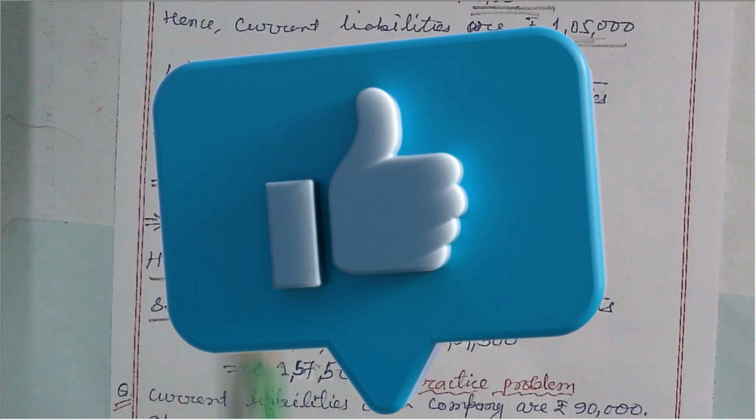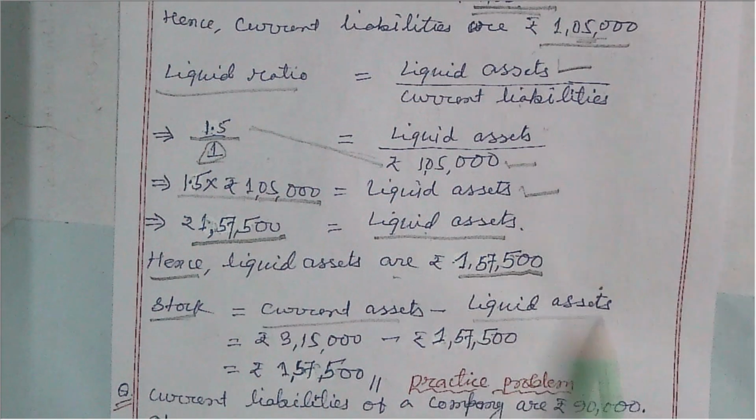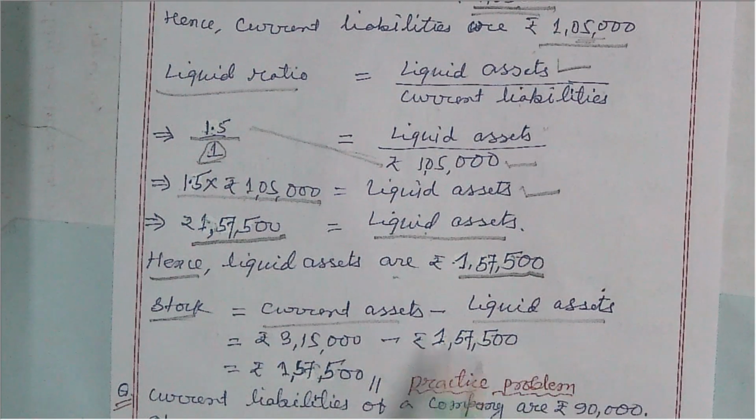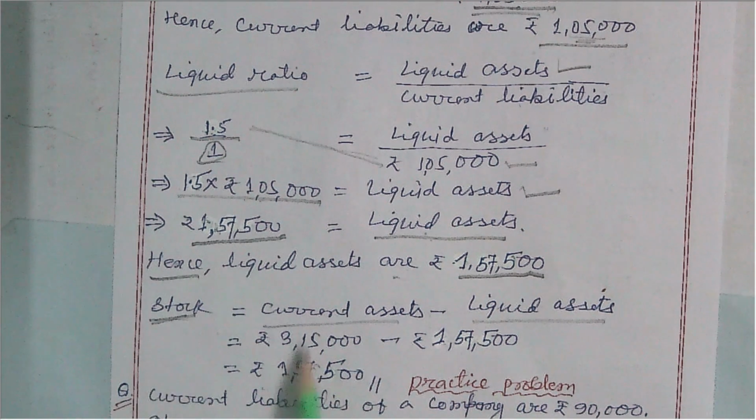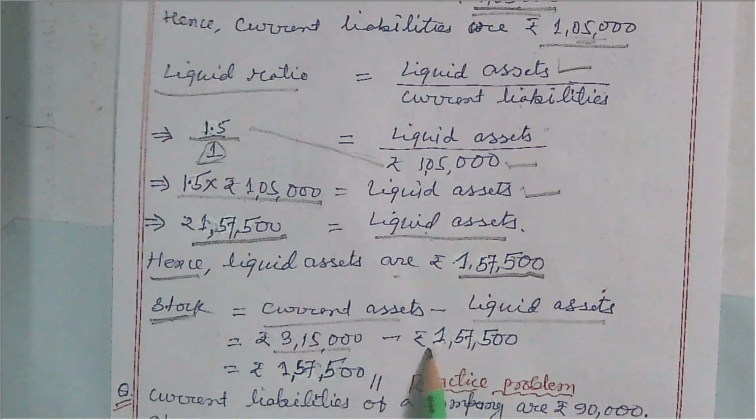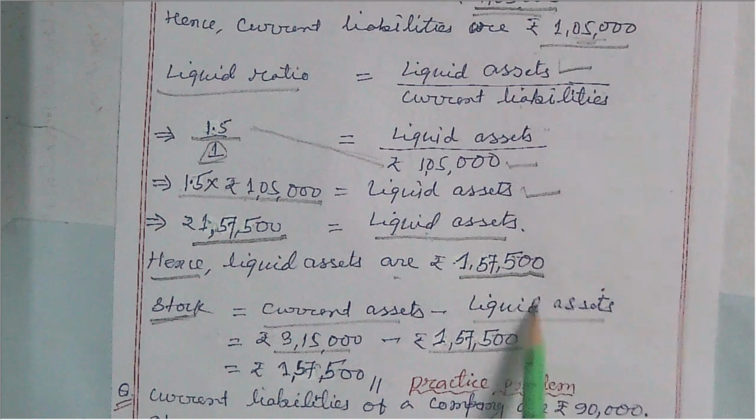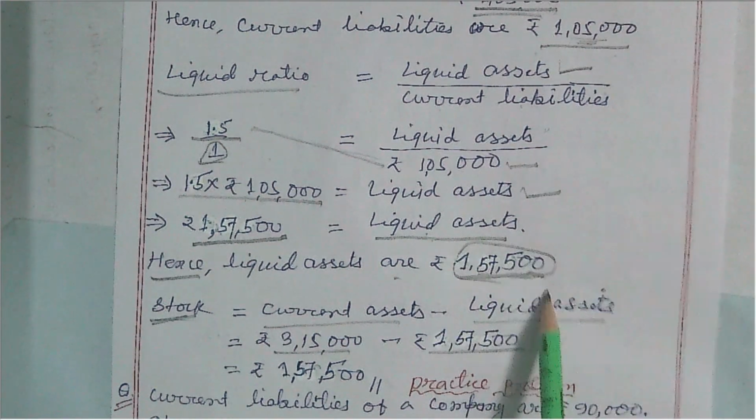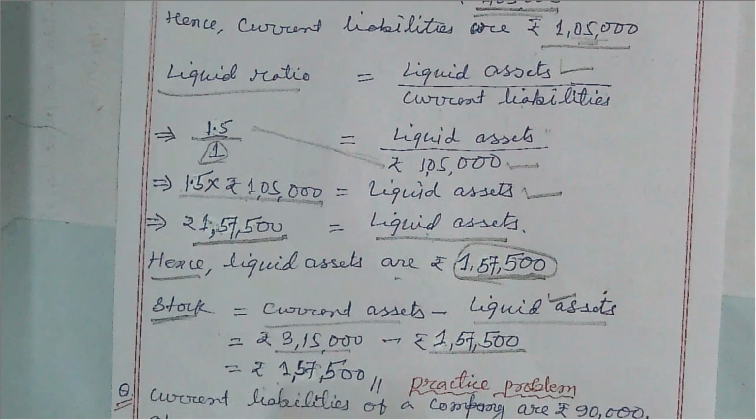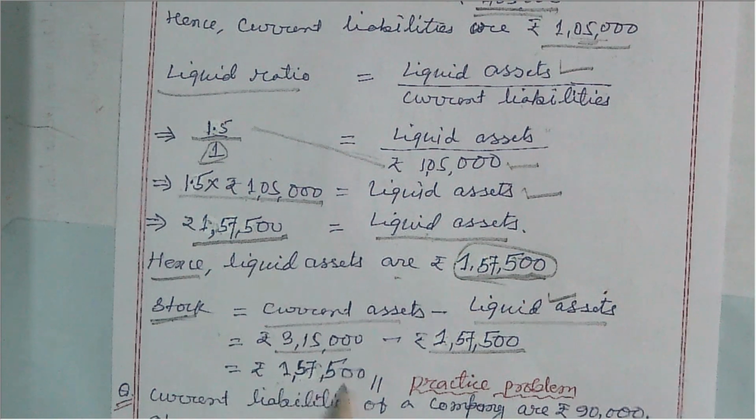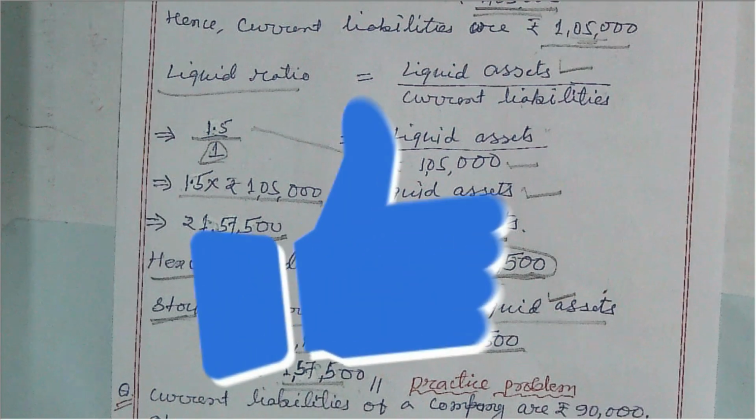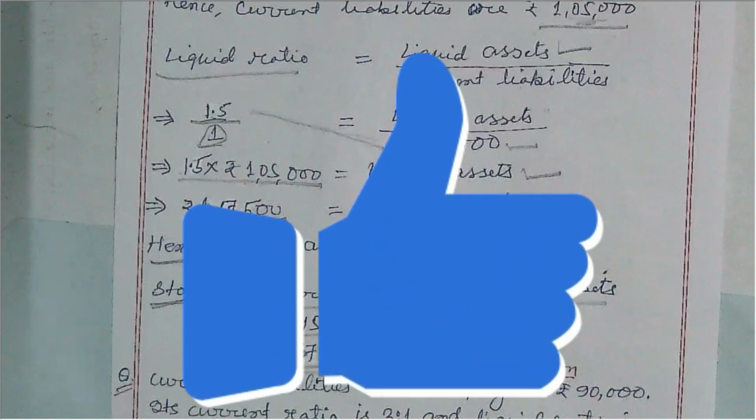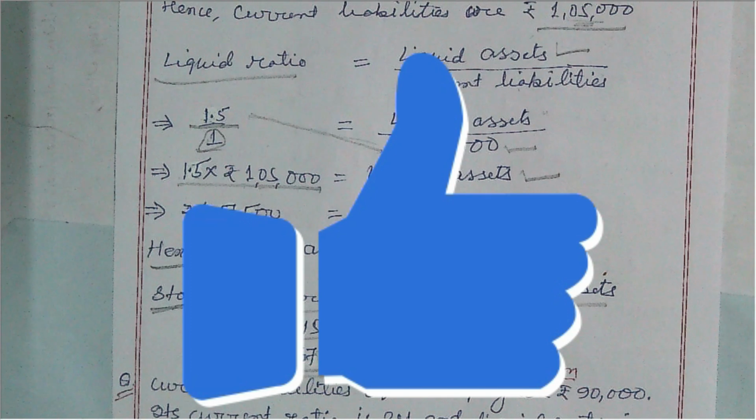Now the stock value is the same here: current assets minus liquid assets. The difference is the stock value. So 3,15,000 minus 1,57,500, which is the liquid assets. The difference will be 1,57,500. Well students, all of you watch this, note it down in your copy, and practice.